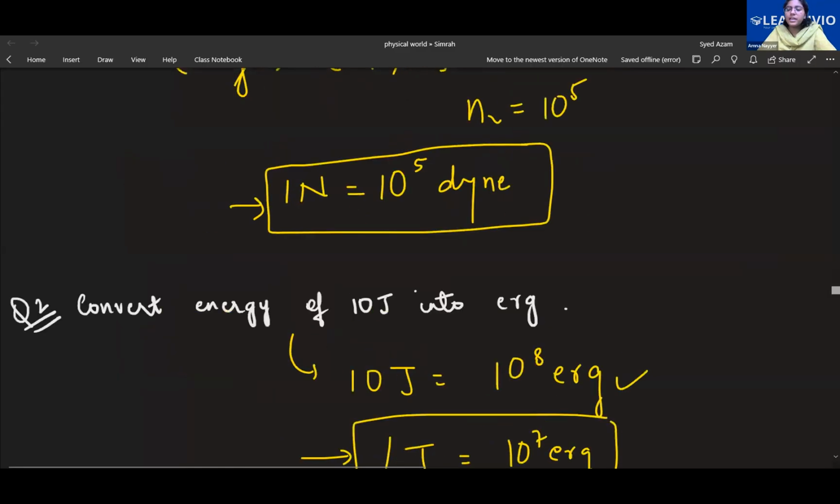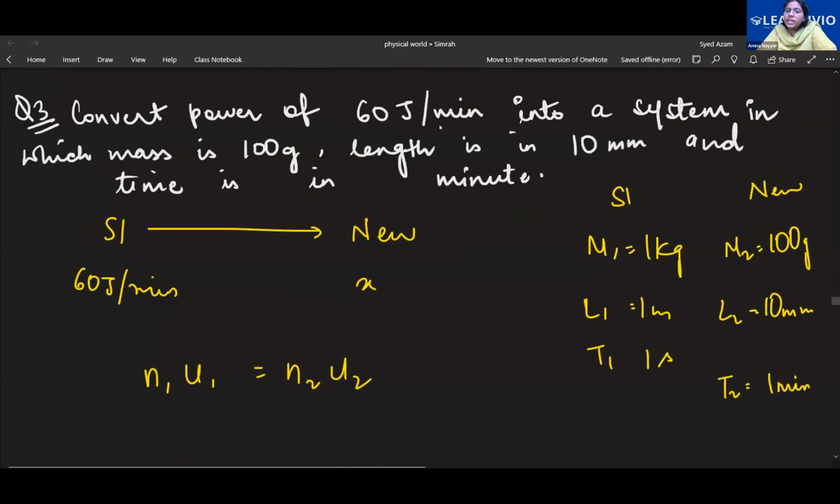This time the question says don't convert this into a CGS unit, convert it into some new system where instead of taking 1 gram, you have to take 100 grams. Where in CGS you were taking 1 centimeter, you take it as 10 millimeters. Instead of 1 second, take 1 minute. We'll solve the question with the same method, but we will replace our M2, L2, and T2 with these. Now you got the question? We are using the new system provided by the question.